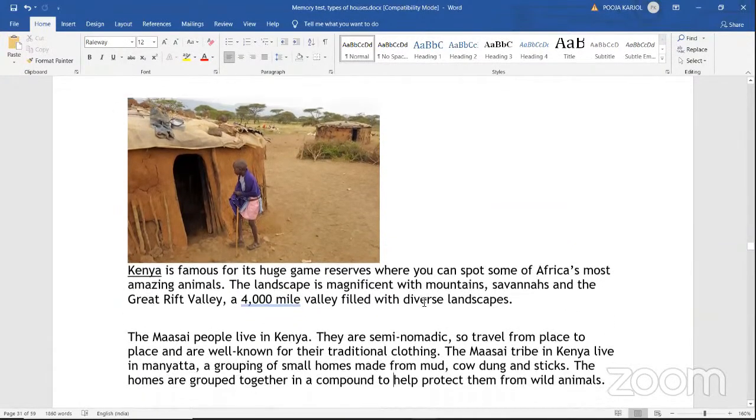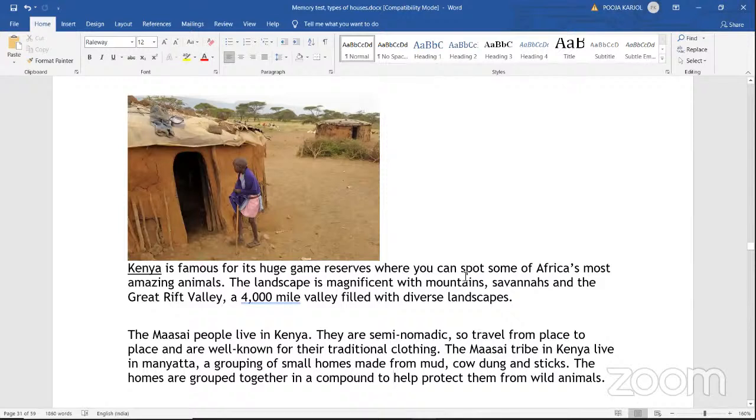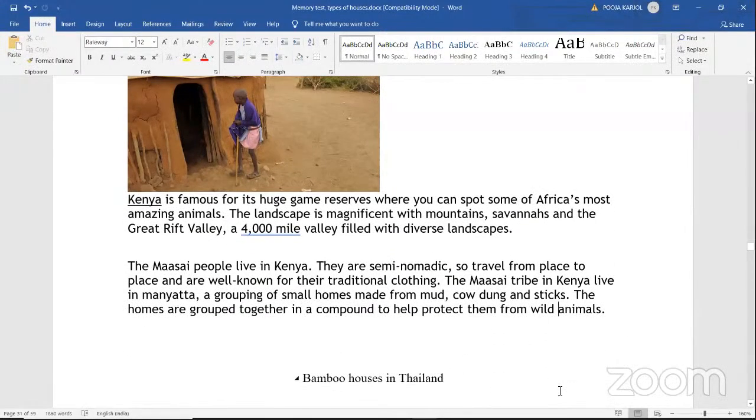Kenya. So the traditional houses are built by Maasai people. I may be pronouncing it wrong again. They're semi-nomadic, so they travel from place to place and are well known for their traditional clothing. The houses are made of mud, cow dung, and sticks, as you can see. The homes are grouped together in a compound to help protect them from wild animals. Very tribal kind of thing.